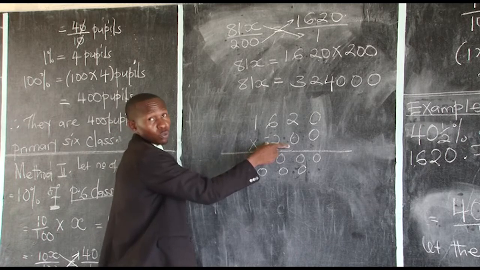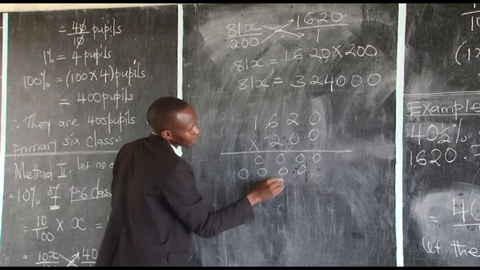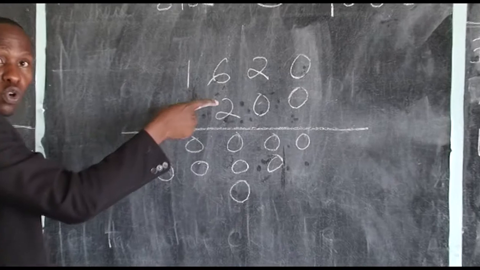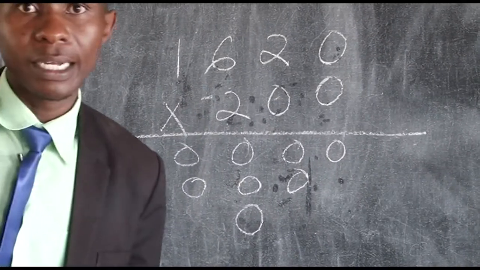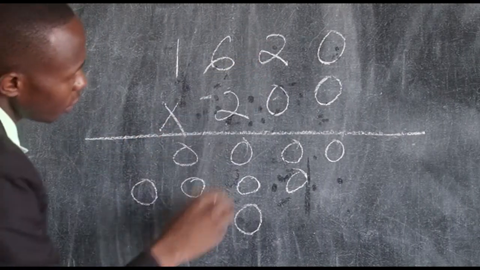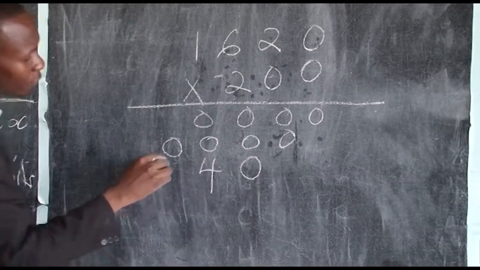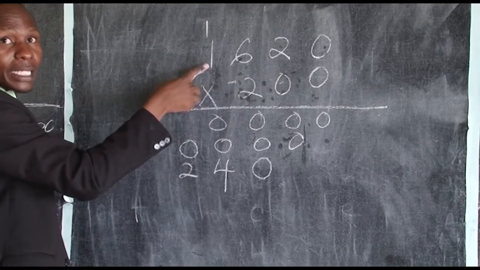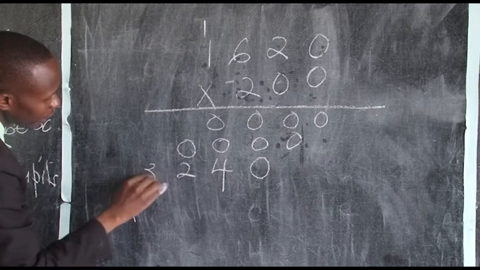We are now having 2. 2 times 0. We cannot write it here, but it is supposed to be here. 0. Why are we writing here? We are writing here because this 2 is under the place value of 100. So it shall say 2 times 2, it will give us 4. 2 times 6, it will be 12. 12, we shall write 2, we regroup 1. 2 times 1, it will give us 2. Plus 1, they will give us 3.